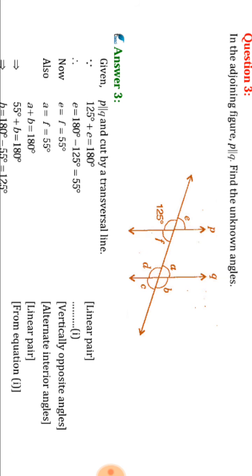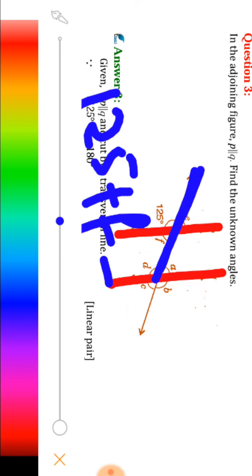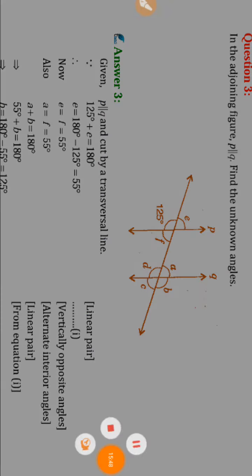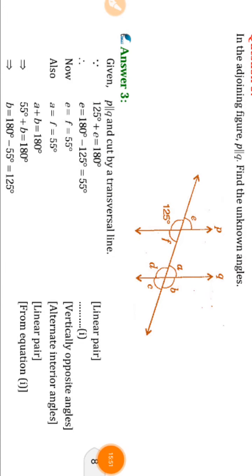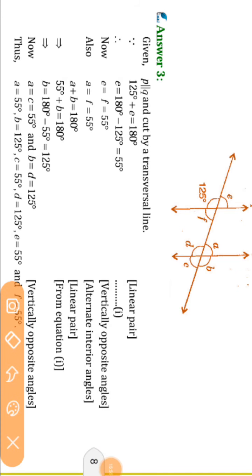We have learned so many types of angles here, so by using those we can work it out. See, using 125 we can find the value of F or E. Why? Because it is a line. This transversal line, we can take as a linear pair. By that, 125 plus F is 180 degrees, because it is a linear pair. So what is F? F is 55 degrees.